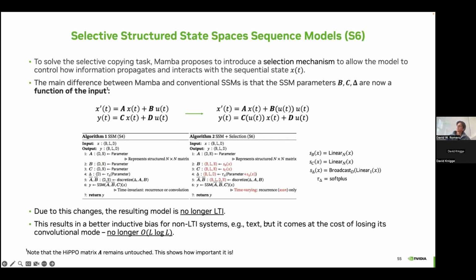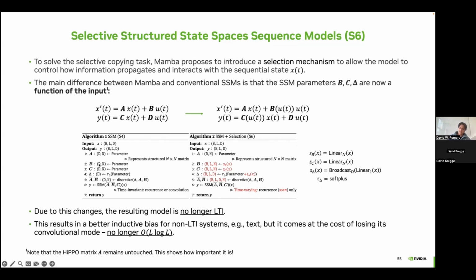Right, so in order to solve the task, what they propose in Mamba is to have a selection mechanism that is going to control how information goes into the state, into this x_t, right? So basically what they do is that they make the parameters B, C, and delta functions of the input. So they go from this formulation here, the SSM that we had at the beginning, and they transform it into this, where now the B, the C, and the delta, which is the parameter that you use for discretization, are going to be functions of the input.